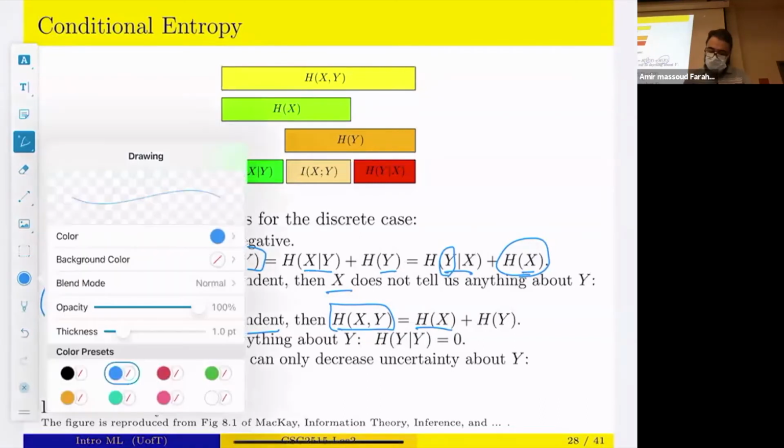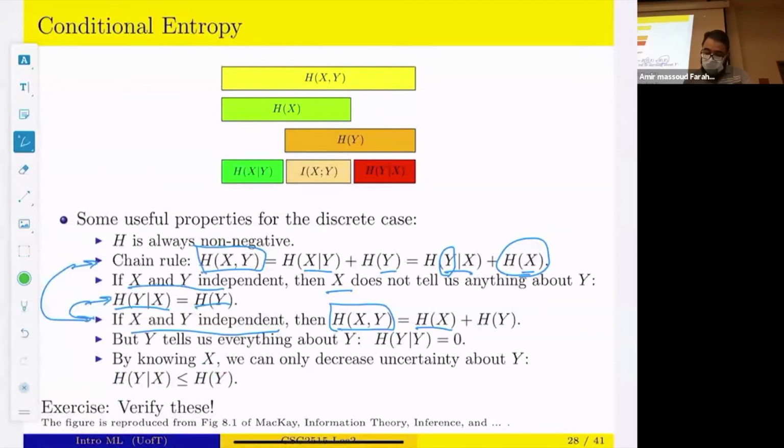Another property here, maybe I'll use a different color, is that Y tells everything about the random variable Y. So if you want to compute the entropy of Y conditioned on Y, there's no uncertainty about it because you know Y already. If I tell you what Y is, there's no uncertainty left. But if we know X, we can only decrease uncertainty about Y. So this is, I guess, one of the things already mentioned in the chat, that the entropy of Y conditioned on X is not larger than H of Y.